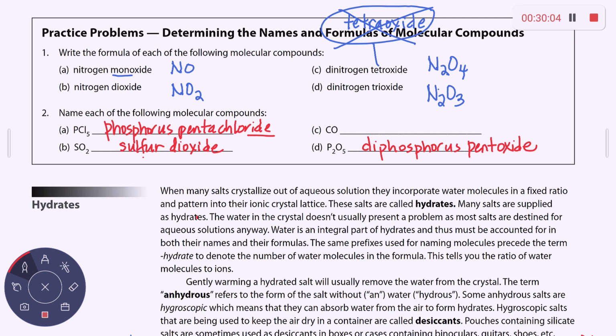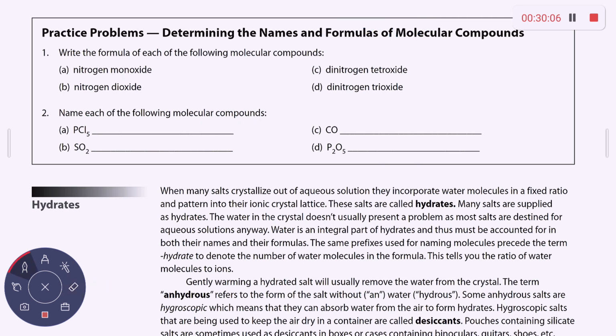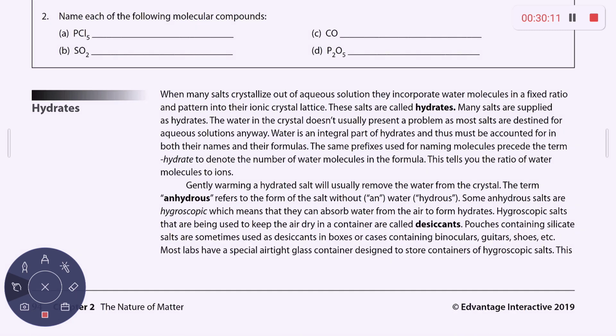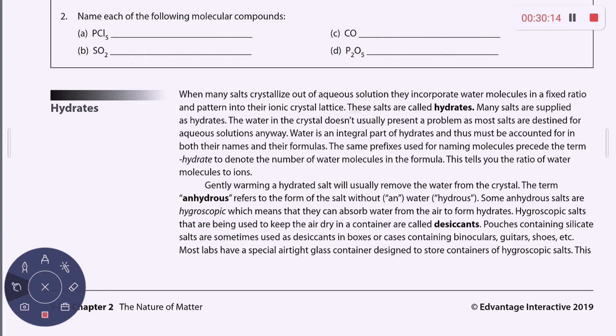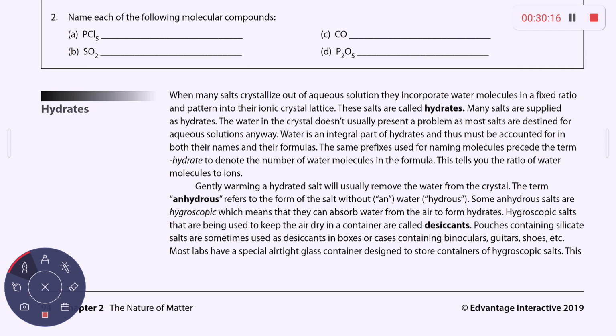Okay? All right. Let's talk about hydrates. Hydrates are ionic compounds with water attached. These are salts with water attached. Typically, if you want to get rid of the water, you just gently heat it with a Bunsen burner and the water will leave the crystal. When the water leaves the crystal, it's called anhydrous. That means without water. Some anhydrous salts are hygroscopic, which means they will absorb water from the air.